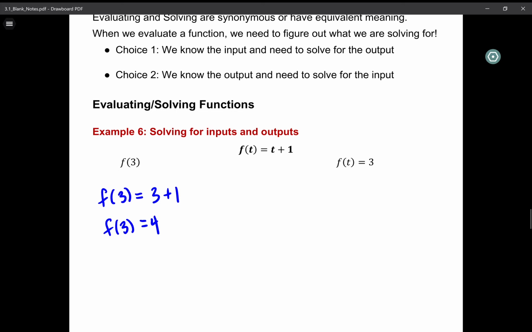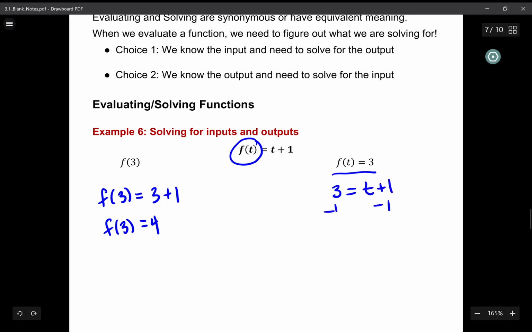Now let's go over and look at this guy over here. In this one, we don't know what t is, but we do know what f of t is. And we know f of t is equal to 3. So instead of substituting in for my t, I'm substituting this whole bit in for f of t. So I would say 3 equals t plus 1. Solving this for t gives me 2 equals t. So this tells me that if I want an output of 3, I need an input of 2. So I can write that f of 2 equals 3.